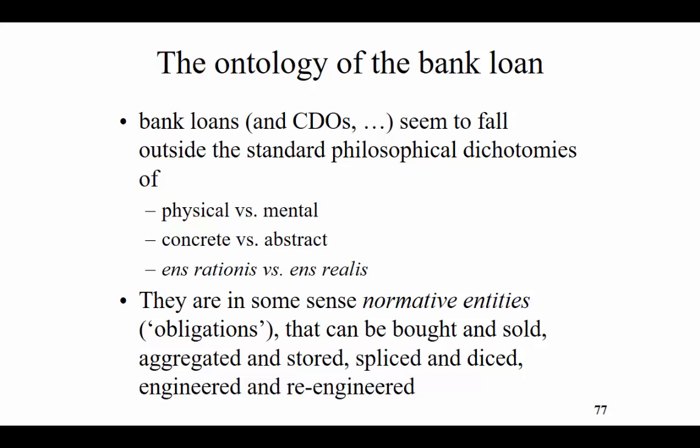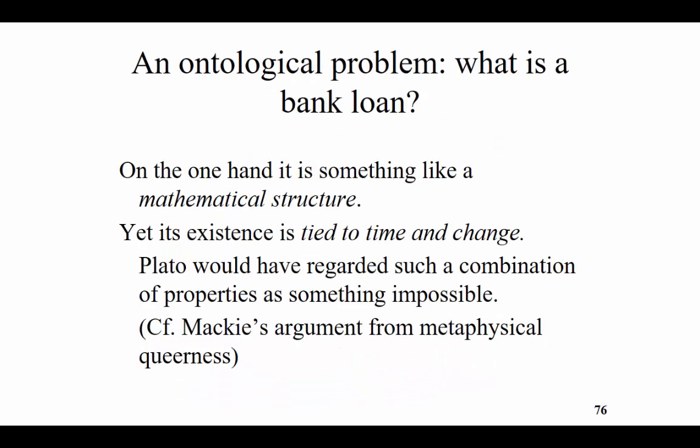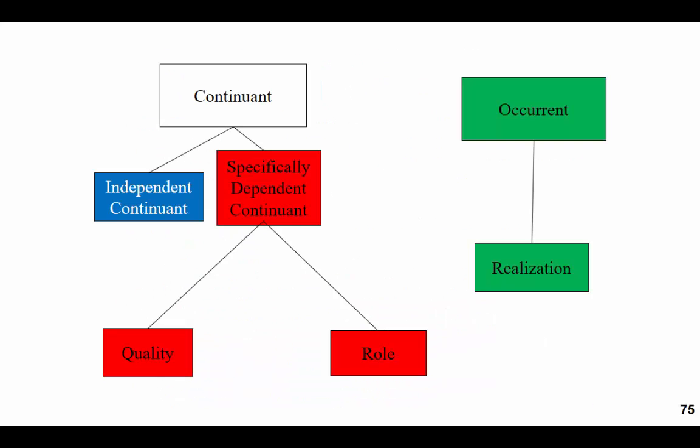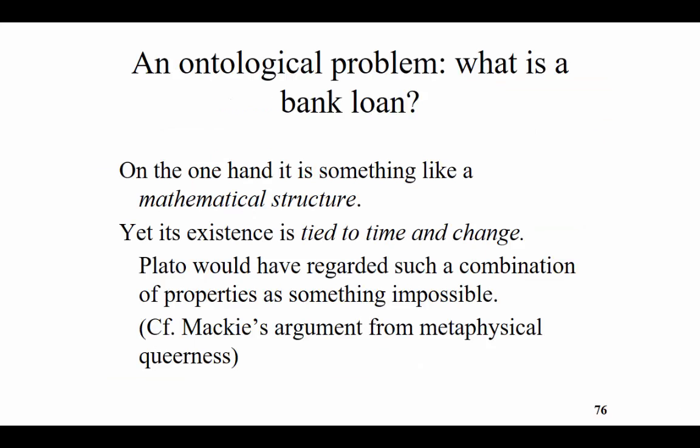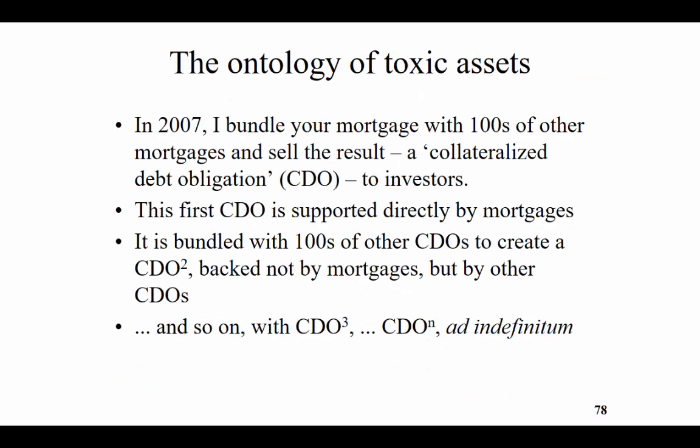So the CDOs are not mental entities. They're not physical entities. They're not abstract in the traditional sense because they're in time. But they're also, in some sense, normative entities. So we talked about obligations, and we talked about the problem of finding a place for obligations within BFO. They can be bought and sold. They can be aggregated. They can be stored in the same way that data is stored inside a computer. They can be divided up. They can be repackaged. Now, there's nowhere here where you can find entities which can be subject to all of those things.